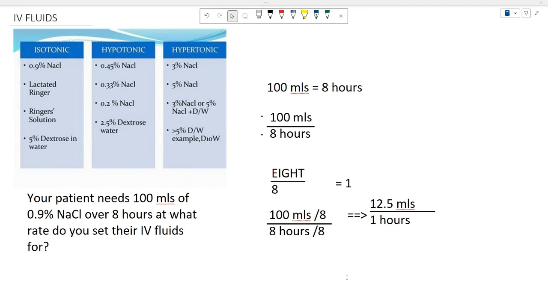Today we're going to be dealing with IV fluids. So the first thing you're going to do with any sort of problem is check to see whether or not this is a math problem or a medical problem. Well, what do I mean by that?